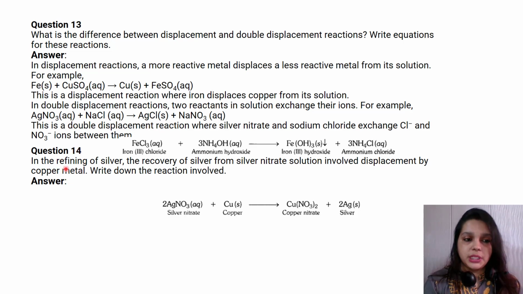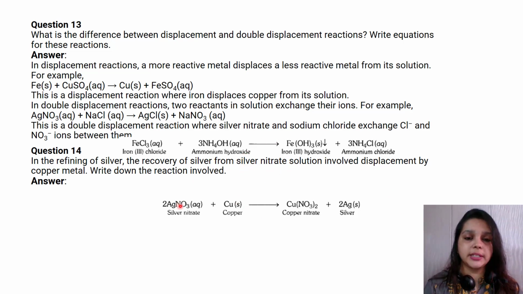Question number 14. In the refining of silver, the recovery of silver from silver nitrate solution involves displacement by copper metal. This is a word problem, and we just need to write down the reaction involved. Let us see how we are going to do this. In the refining of silver, silver is involved. Recovery of silver from silver nitrate solution means we are getting silver separately from a solution of silver nitrate.